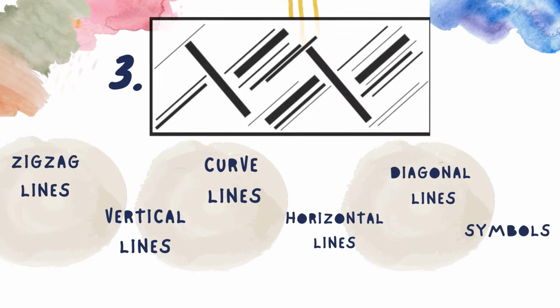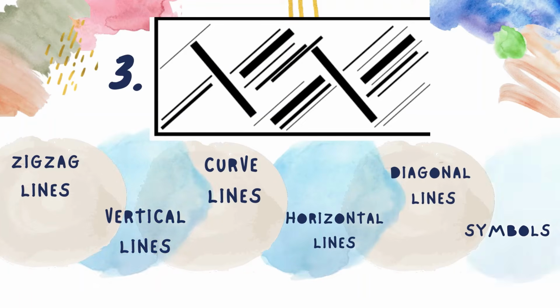Number 3, what lines are these? Are they zigzag lines, vertical lines, curved lines, horizontal lines, diagonal lines, or symbols?